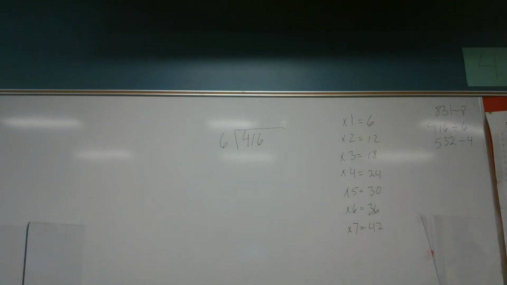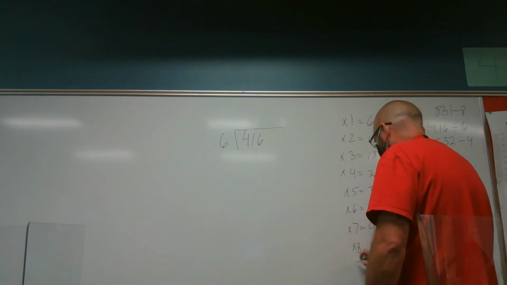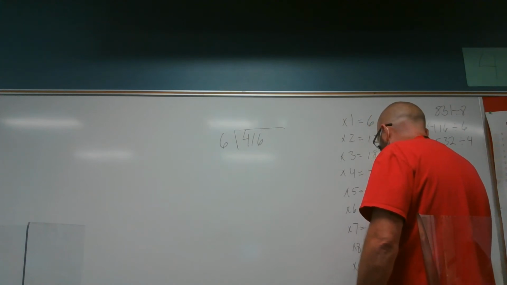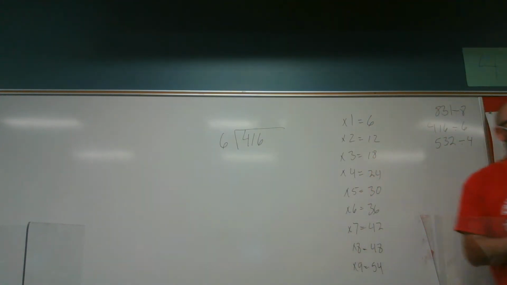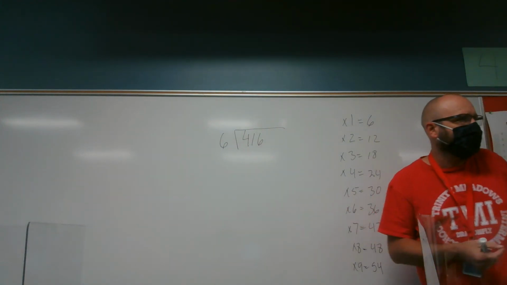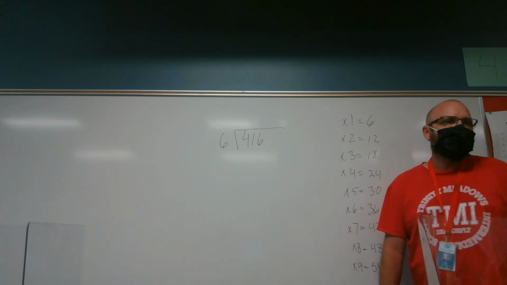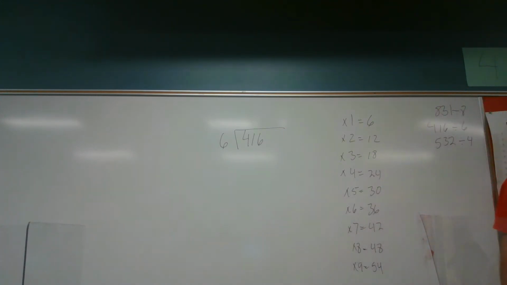48. 6 times 8 is 48. And 6 times 9 is? 54. Okay, so I listed my multiples through 9 of 6. Now, on a 1-digit number, you're going to have those on a multiplication chart. So that makes it easy. Once we get to 2-digit divisors, you're actually going to have to do the work. I know, right?